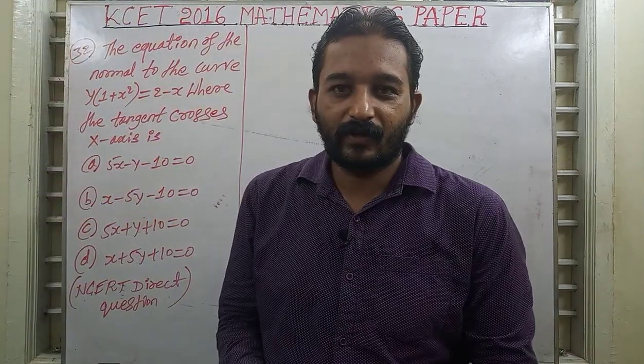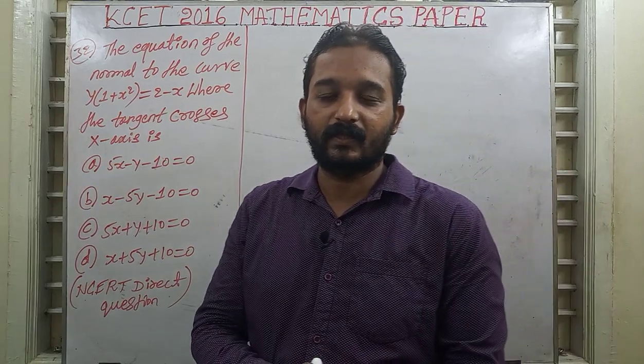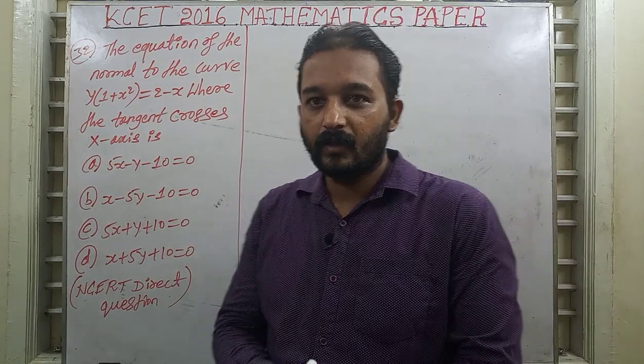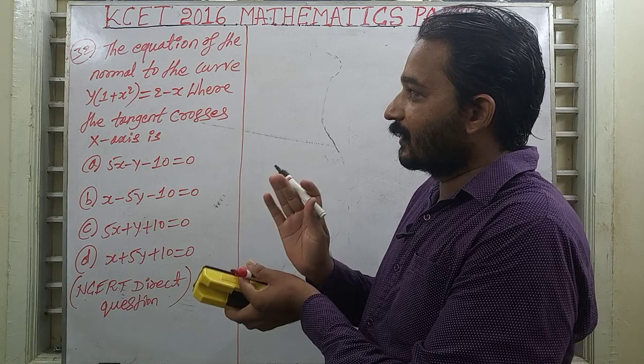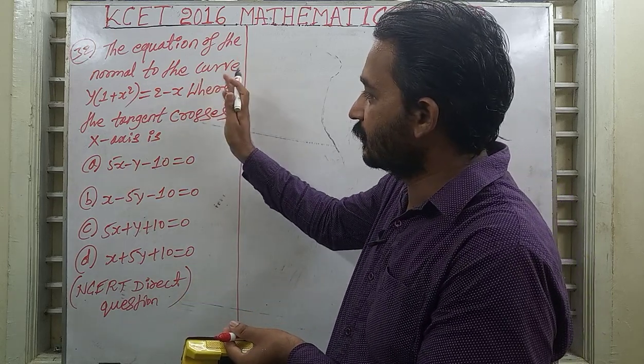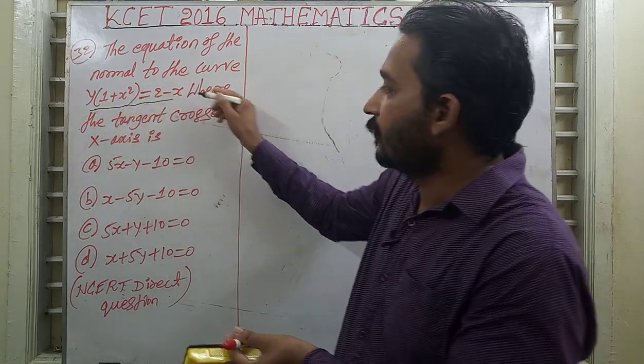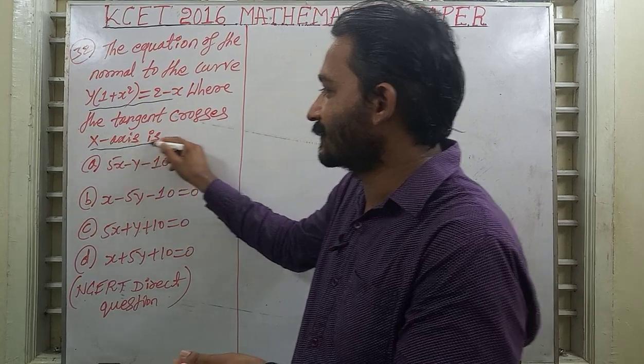So now let us move on to the next question, question number 32. This question is once again based on the chapter application of derivatives, in particular tangent and normal. Let us see the question. We have to find the equation of the normal to the curve where the tangent crosses the x-axis.